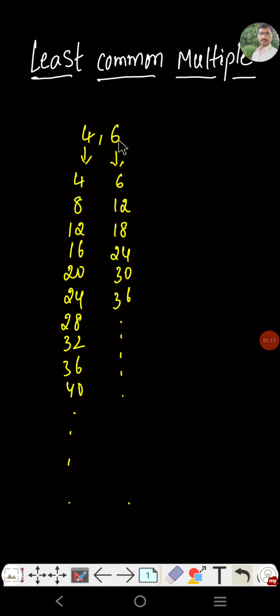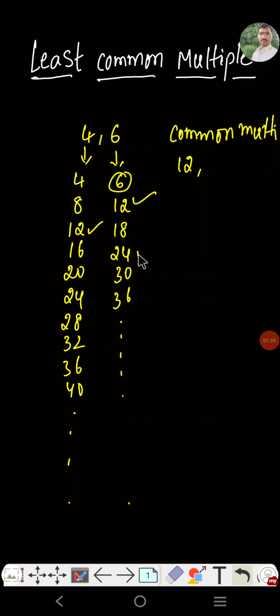Now for the multiples of 4 and 6, what are the common multiples here? Not 6. 12 is a common multiple. And what is the next common multiple? 24 is one more common multiple. And 36 is also a common multiple and so on. These are all common multiples.